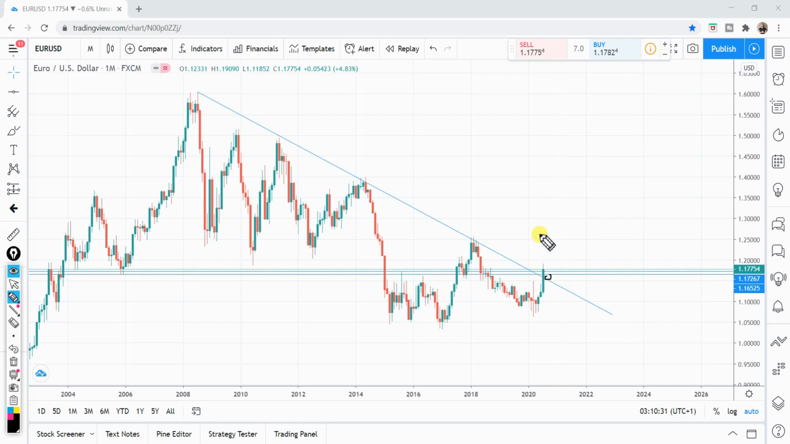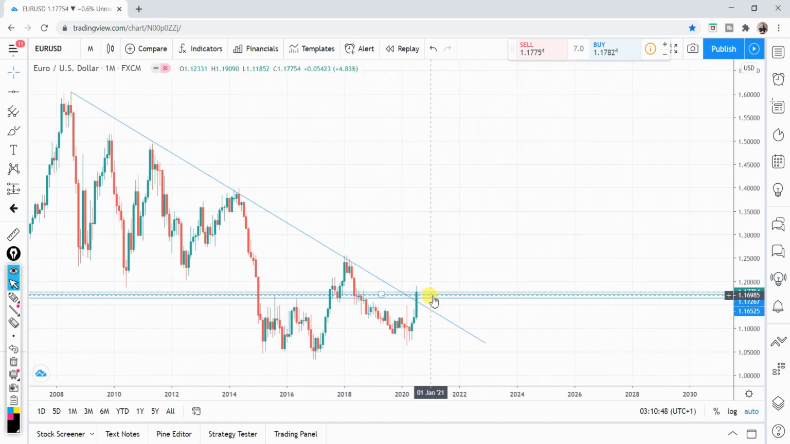So when the price breaks the trend line or the resistance level, the price does like to come back and test that level again. I've seen this type of behavior many times before, and the price generally does it. Not always, of course, but the price does like to do that.